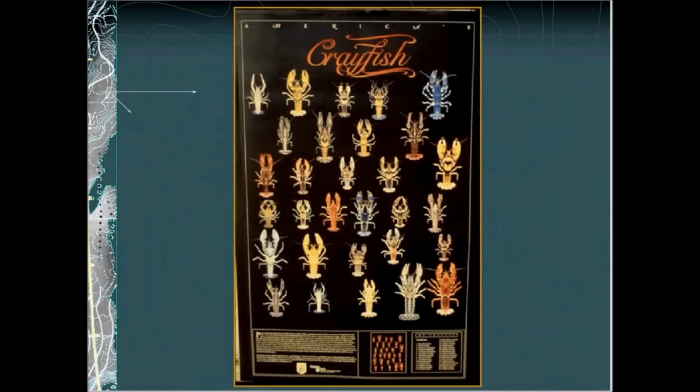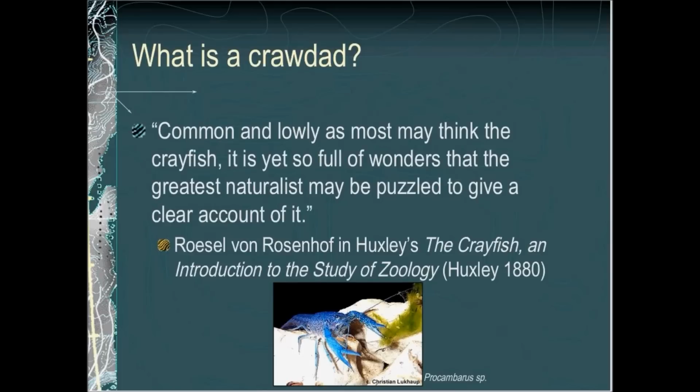So it's kind of interesting that there are about as many names for this animal as there are types of crayfish. We got about 380, 400 species just in North America alone. And we're just kind of starting to learn a little bit about them.